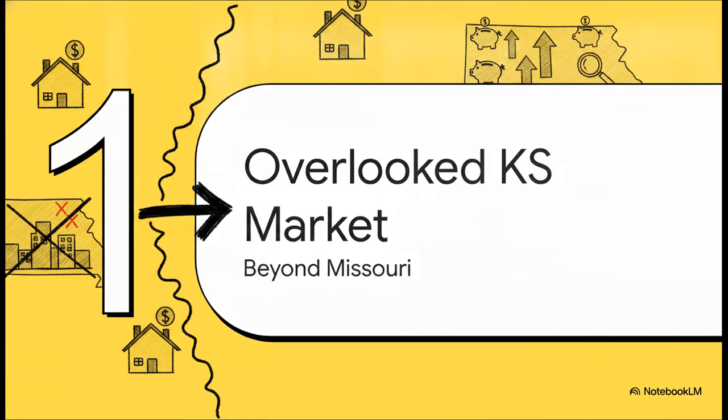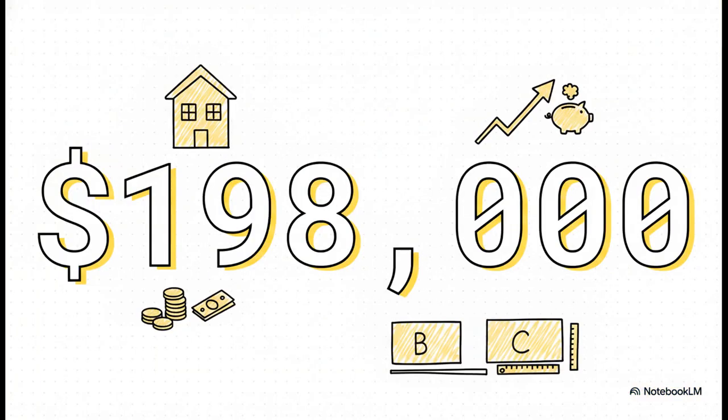Section 1. The overlooked Kansas market beyond Missouri. So while remote investors naturally obsess over Missouri cash flow markets like Independence and Raytown, the Kansas side of the state line gets skipped way more often than it really should. The average Kansas City, Kansas home value sits right around $198,000. Now that places it well below the roughly $289,000 metro median. That's a massive advantage when you're trying to make the rent-to-price ratio actually work in your favor.